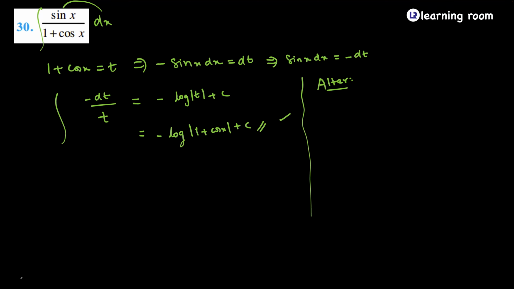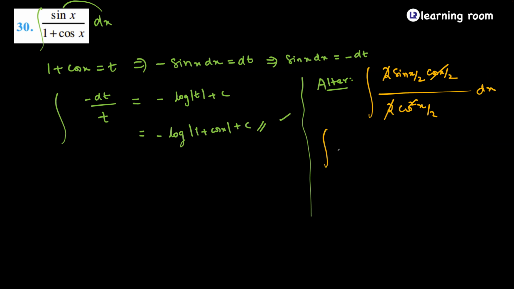Listen to this. What is sin x? Very good. So sin x can be written as 2 sin x by 2 cos x by 2 divided by 1 plus cos x, which directly has a formula of 2 cos square x by 2. Okay, 2 cos square x by 2. 2 and 2 are gone. One cos gets cancelled. This is dx. So integral of what will you have? Tan x by 2 times dx.